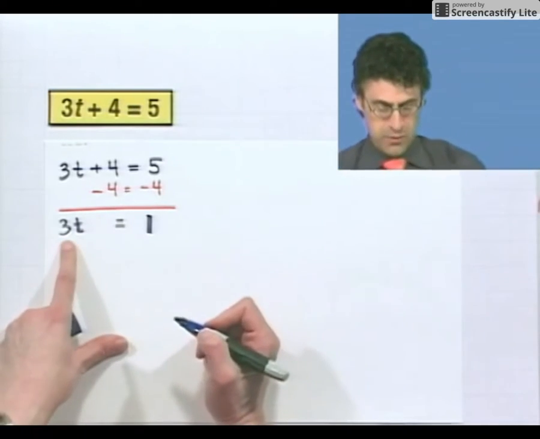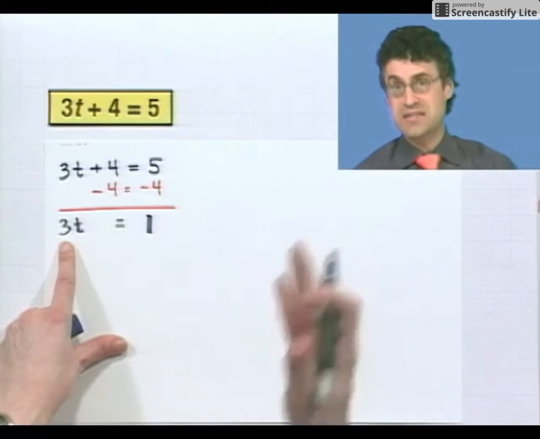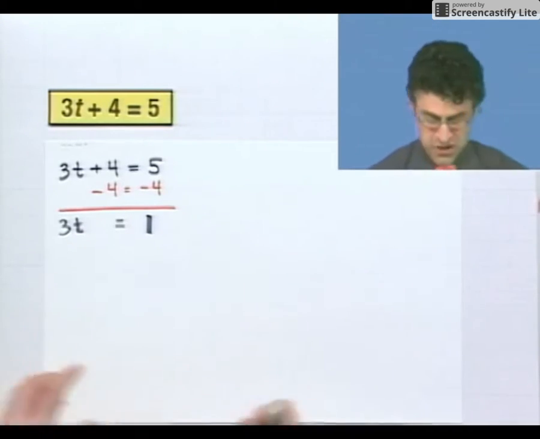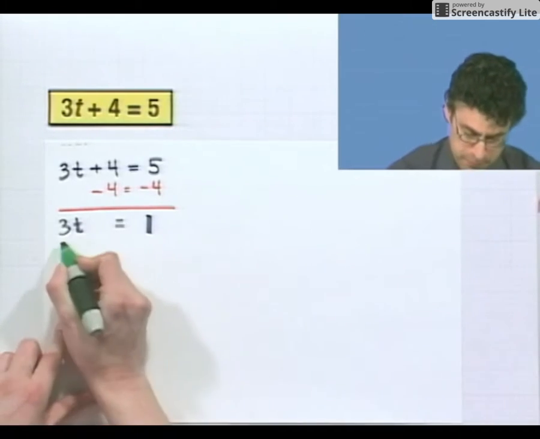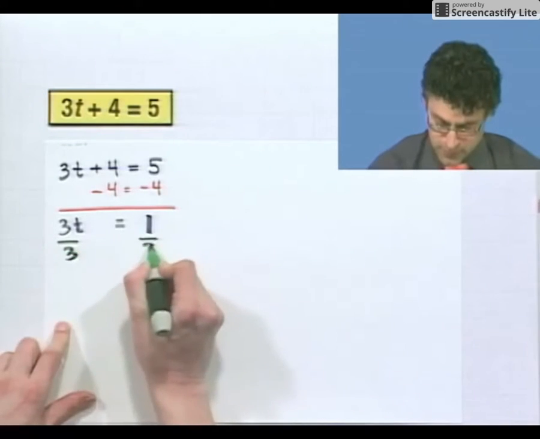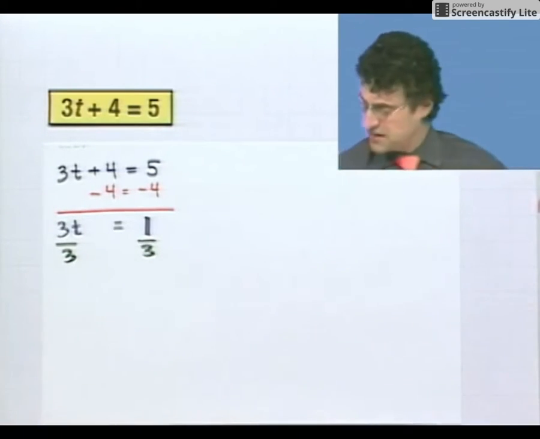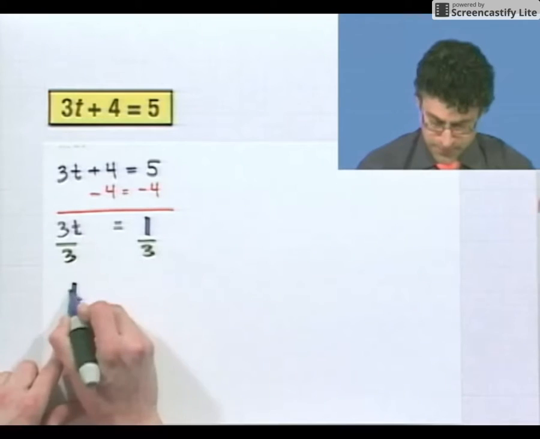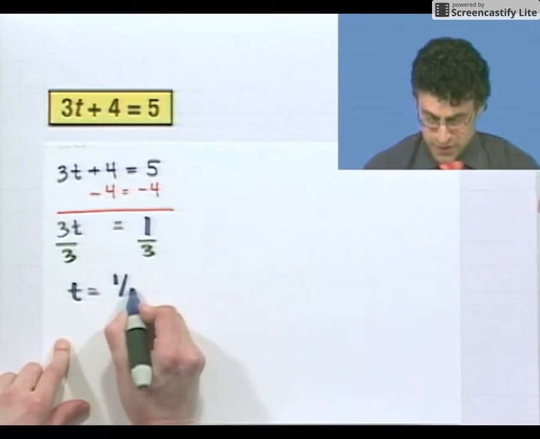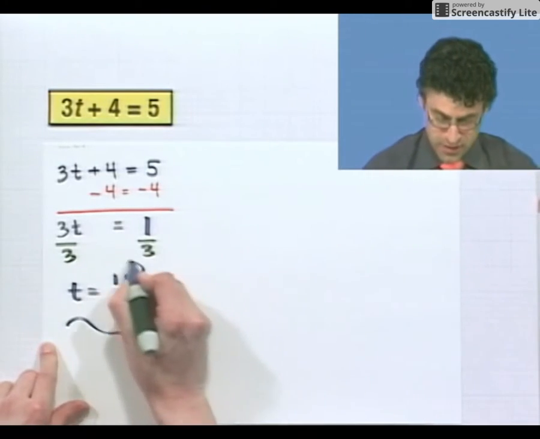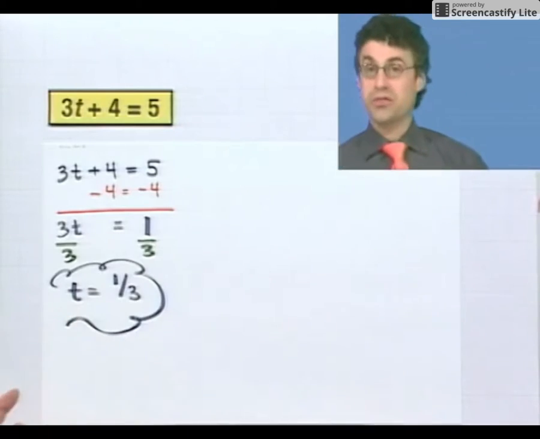And now what I want to do is get t alone. So I see 3t, so I want to undo the multiplication. I'll just divide by 3. And so on the left-hand side, I'm just left with t. And on the right-hand side, I'm left with a third. And that's the answer. So the unknown here is t equals 1/3.